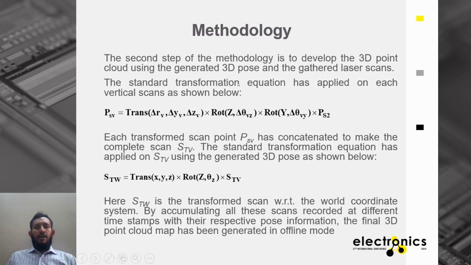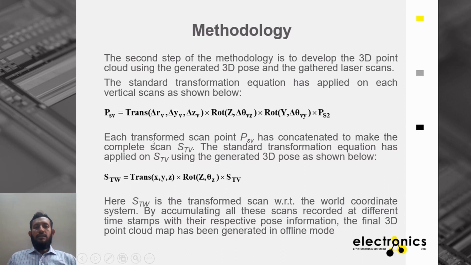After computing the 3D pose of the motorbike, we transform all the vertical laser scan data into global scanning data by using the standard transformation equation. This equation represents any point belonging to the vertical scanner, and we utilize these translational and rotational matrices to convert that point into the horizontal frame of reference.